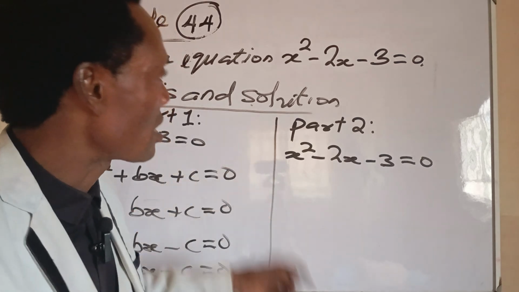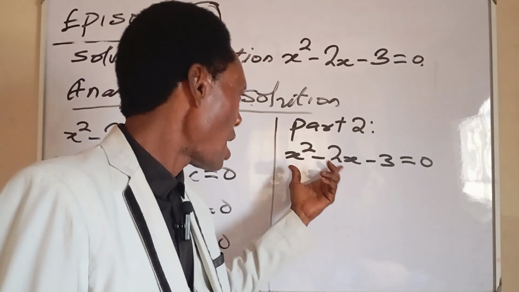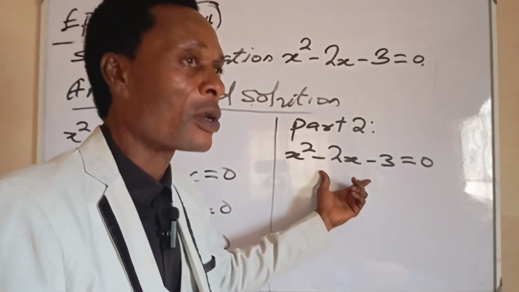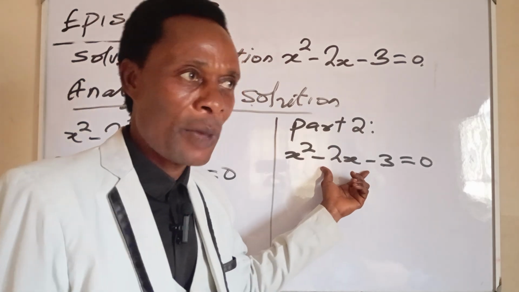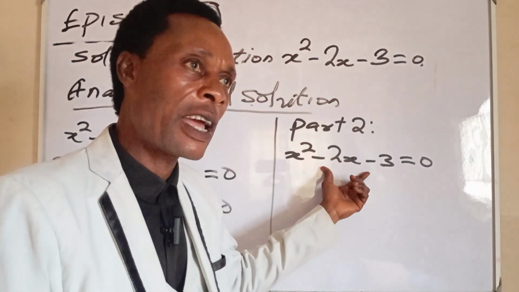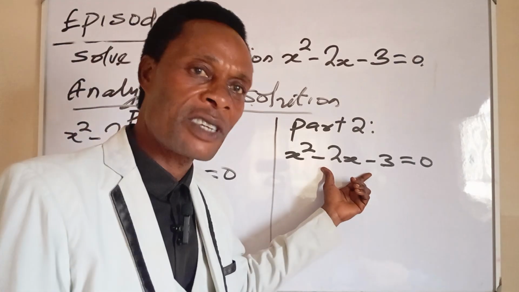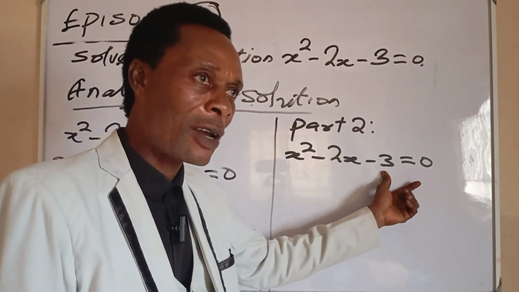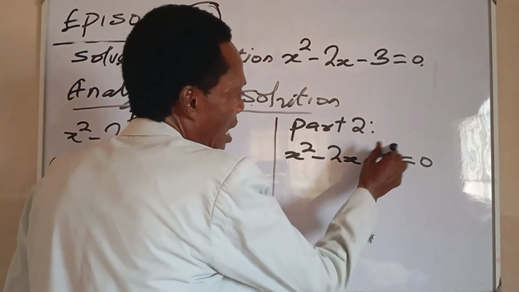To resolve this problem, Matthew, this is an expression. S squared minus 2s minus 3 is called a quadratic expression. You can also call it a quadratic trinomial. It's called a trinomial because it is made up of 3 terms, which I have just mentioned: s squared, minus 2s, and minus 3. This is a term, this is a term, and this is a term.